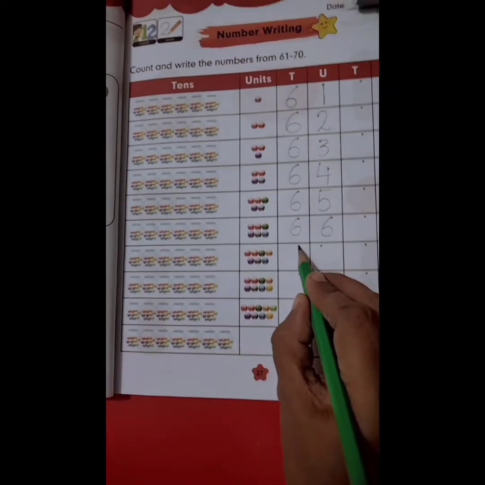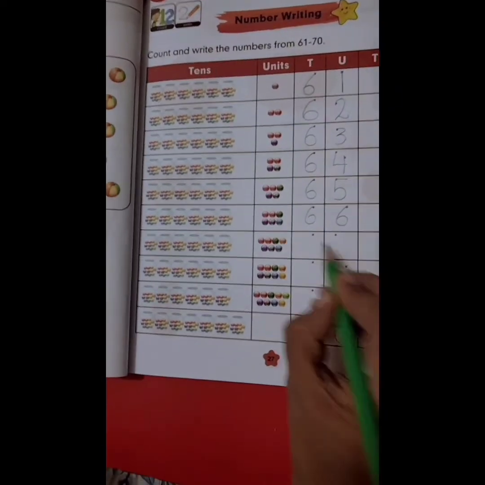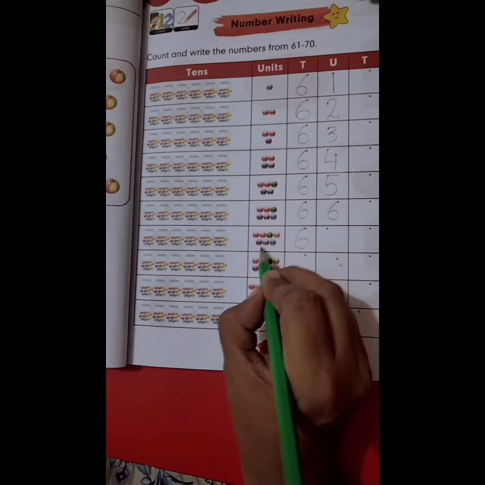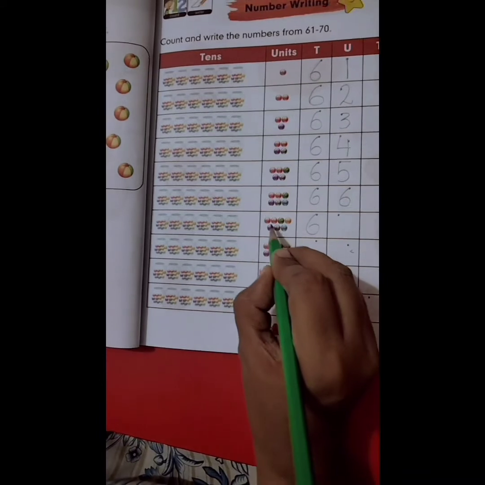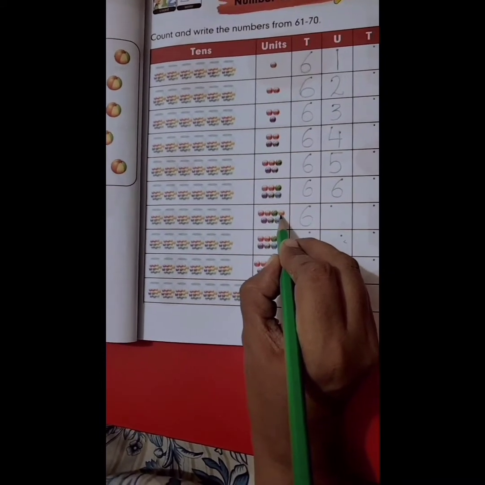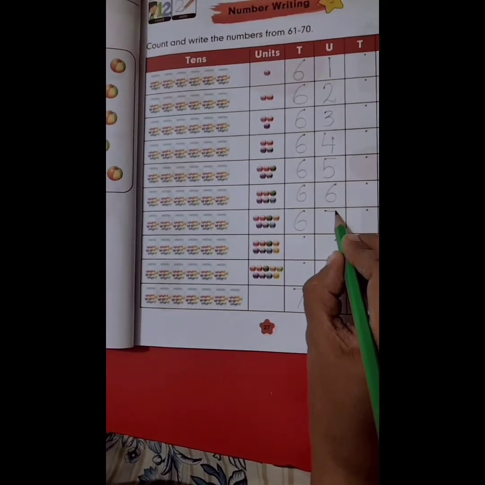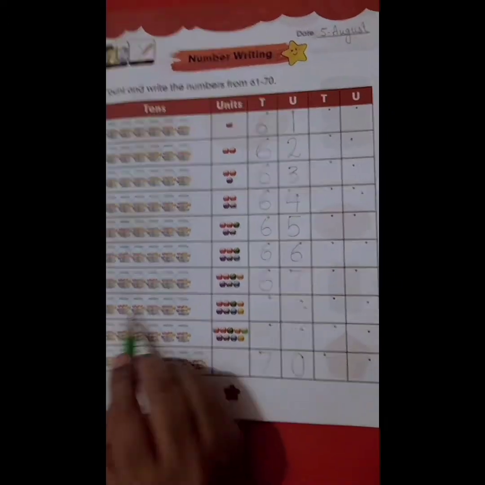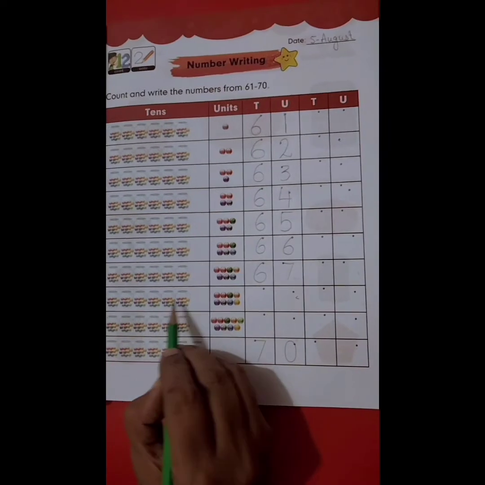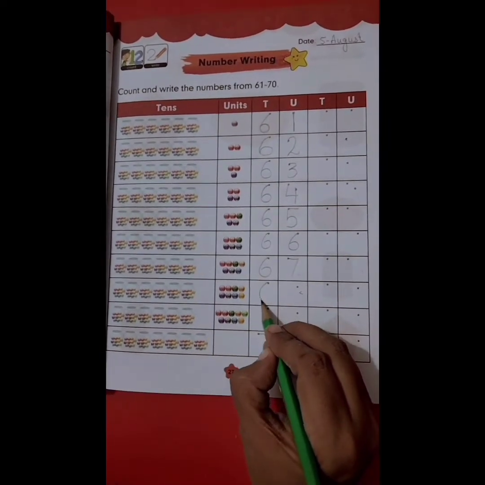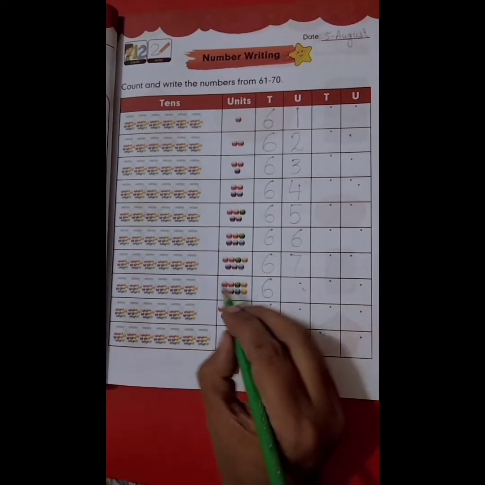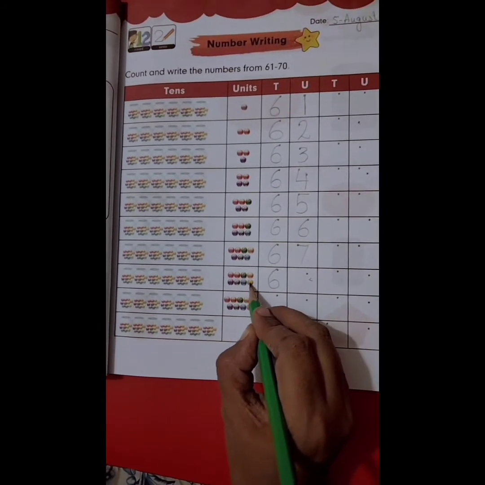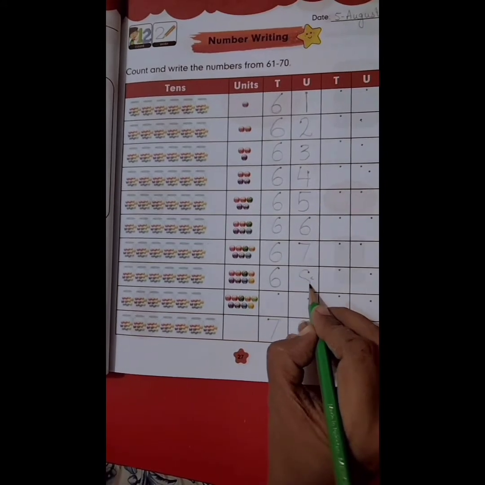Now count the jars. Then write it here. It's 6. And how many units are there? 1, 2, 3, 4, 5, 6, 7. So we have to write here 7. It becomes 67. Now count the jars. 1, 2, 3, 4, 5, 6. So we have to write here 6. How many units are there? 1, 2, 3, 4, 5, 6, 7, 8. So we have to write here 8.